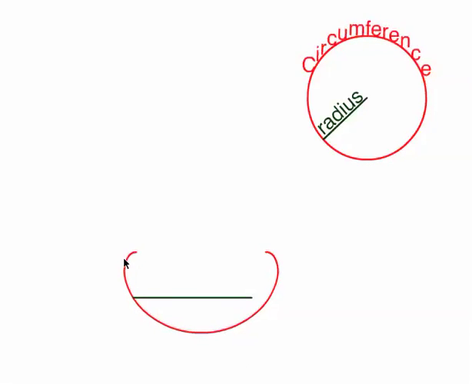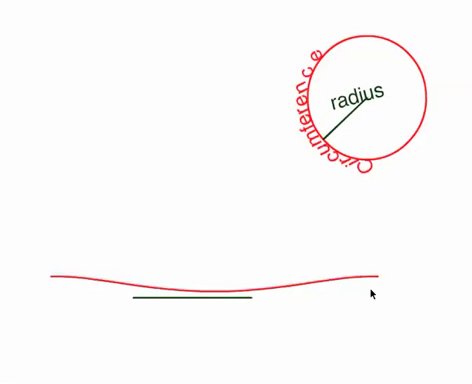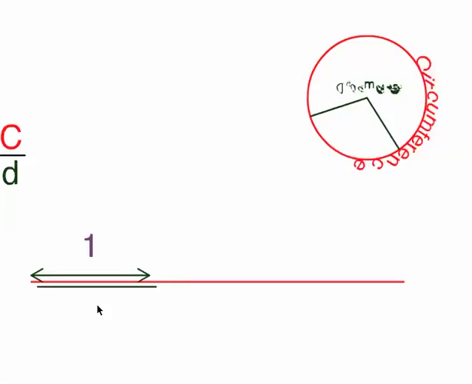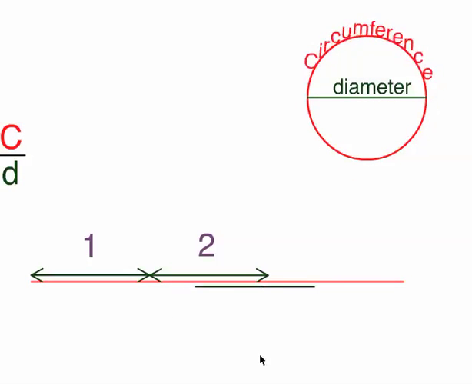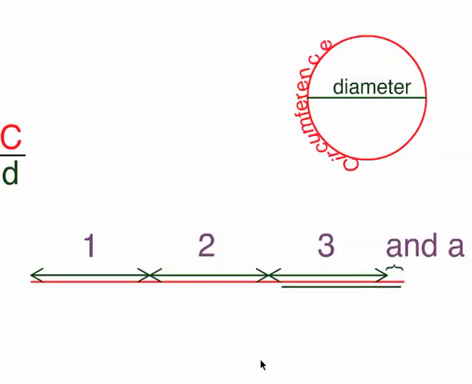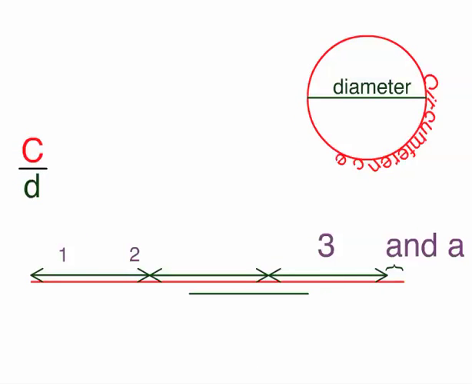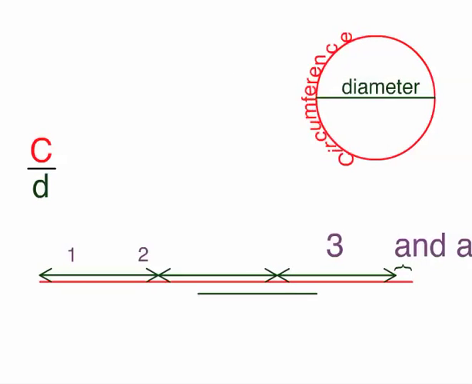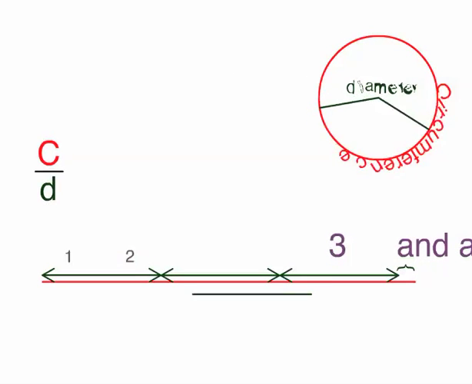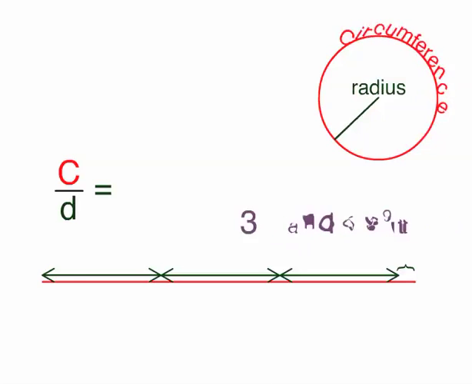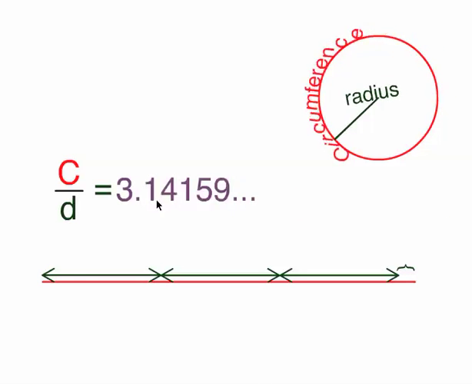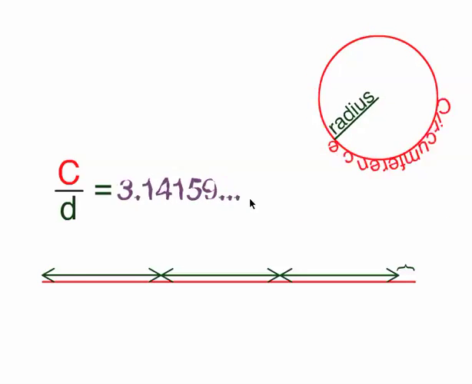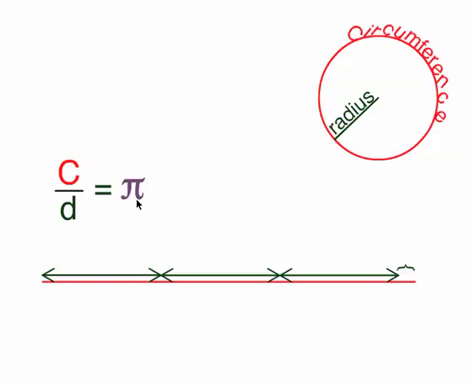So if I take this circle and I stretch it out like that, then we have the diameter fits in once, twice, 3, and a little tiny bit. Okay, so it fits in 3 and a bit times. Okay, and that 3 and a bit is really 3.14159, and it goes on forever, which we call pi.